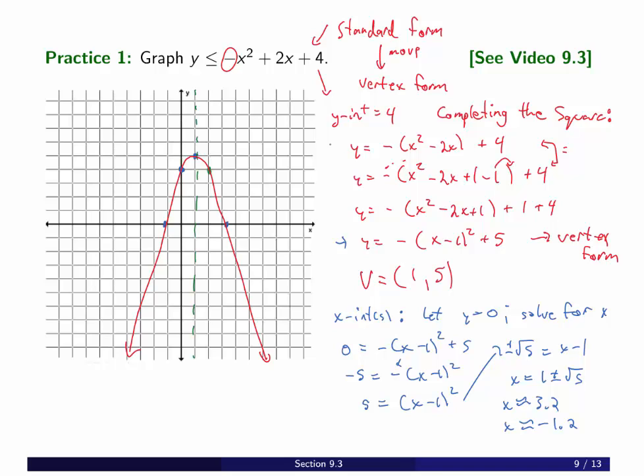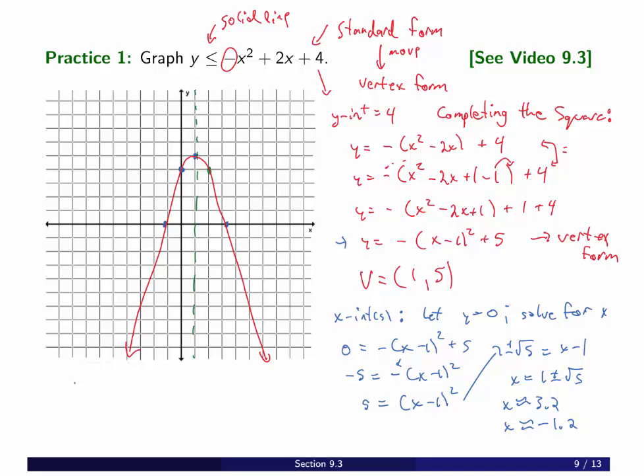Now you just have to determine, do you shade below or above? Because we have a less than or equal to sign. Oh, by the way, this means we're going to have to use a solid line because it was an equal to sign, just like in section 9.1. Now, do we shade above or below? Y is less than or equal to negative x squared plus 2x plus 4. Obviously, it's going to be below.